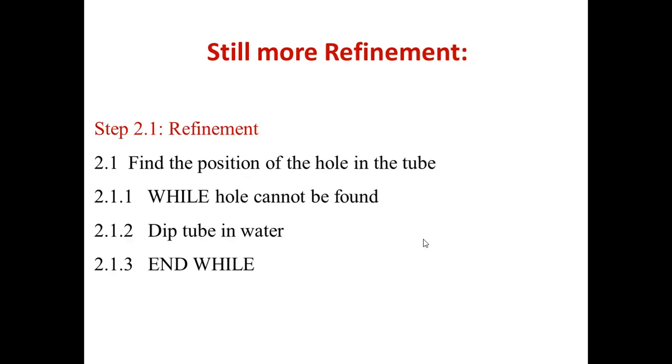Look at it. They're trying to refine the second step again. Step 2.1 says find the position of the hole. That's what I told you. I suppose in a loop, I dip it into the water, check it, fill the air, and check it again. Until I find the hole and identify the position, I keep following this as a loop.